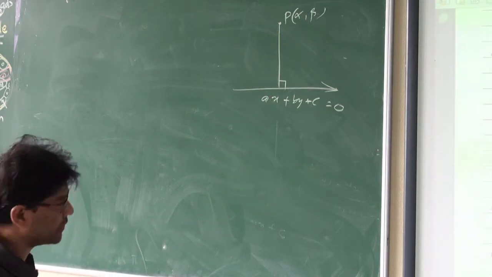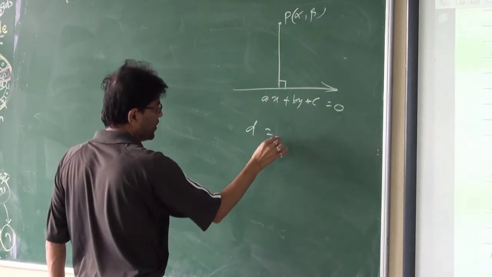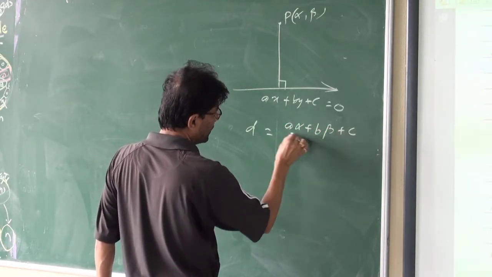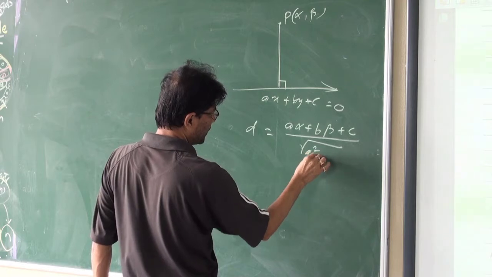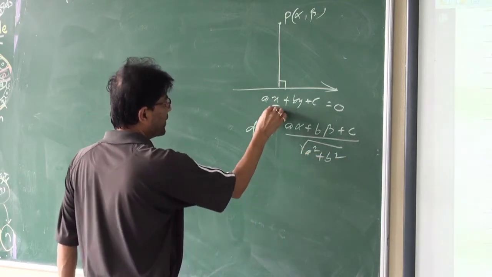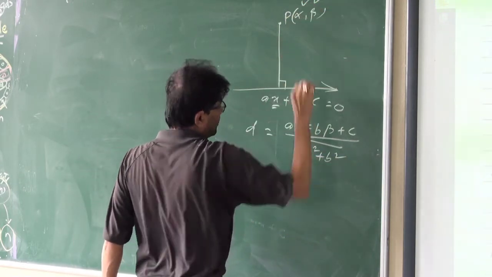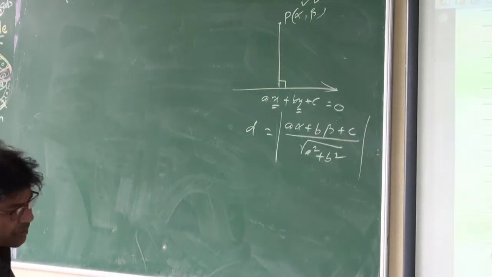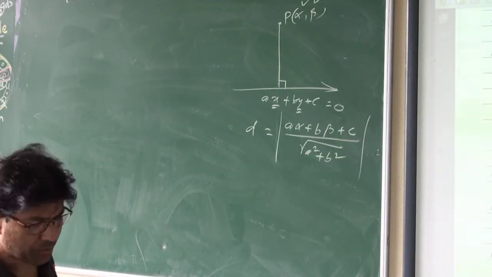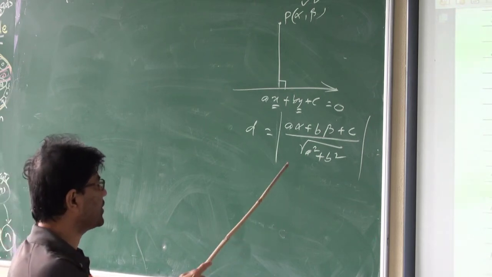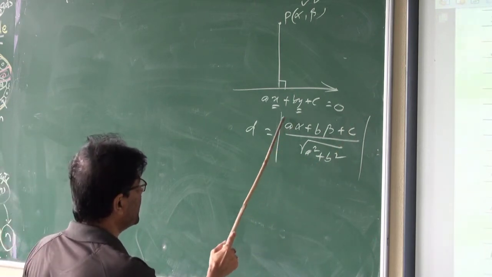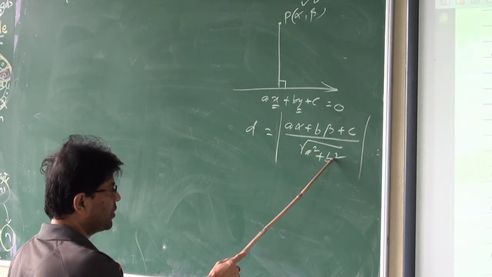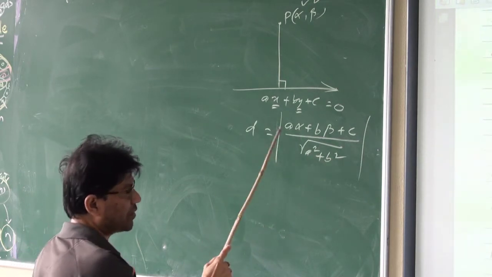The formula is: the distance is equal to a alpha plus b beta plus c over under root a square plus b square. How to get it? x and y are replaced by alpha and beta. The numerical value of this distance cannot be negative. In case it comes negative, you have to take it positive. You have to change the sign. So whatever the value is, if it is positive, it is that. If it is negative, change it to positive. That is the numerical value. That is the distance.